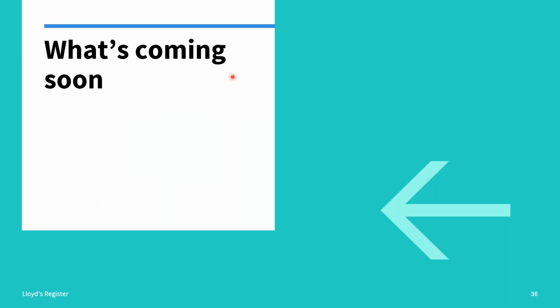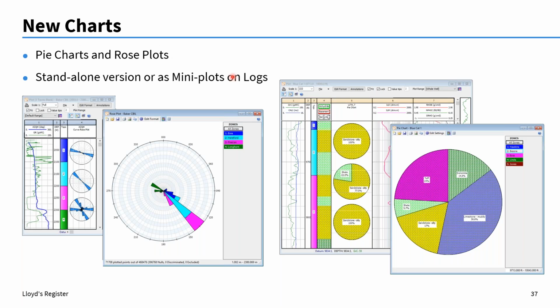So what's coming soon? IP 2021 will be released next year. I just thought on showing some slides of what to expect. There are going to be new displays for data and plots. We're going to have a pie chart and rows plots.